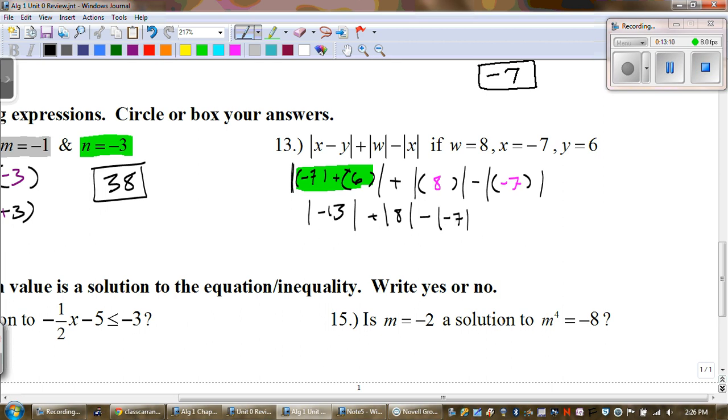And now we just take the absolute value of everything. The absolute value of -13 is 13. The absolute value of 8 is 8. Okay, the absolute value of -7 is 7. All right, and 13 plus 8, 21. 21 minus 7 gives us a grand total of 14.